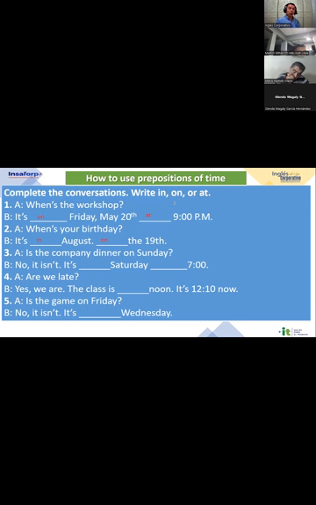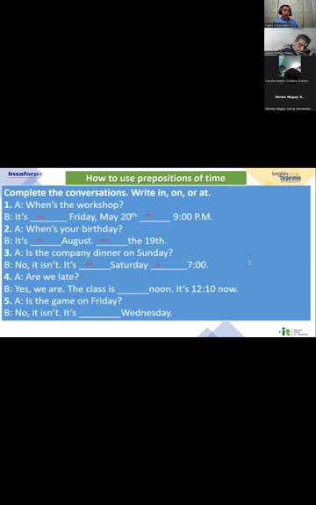Okay, group number one again. Is the company dinner on Sunday? No, it isn't. It's on Saturday. Continue. At, right? At 7 p.m. Good. Thank you. Are we late? ¿Ya vamos tarde? Yes, we are.